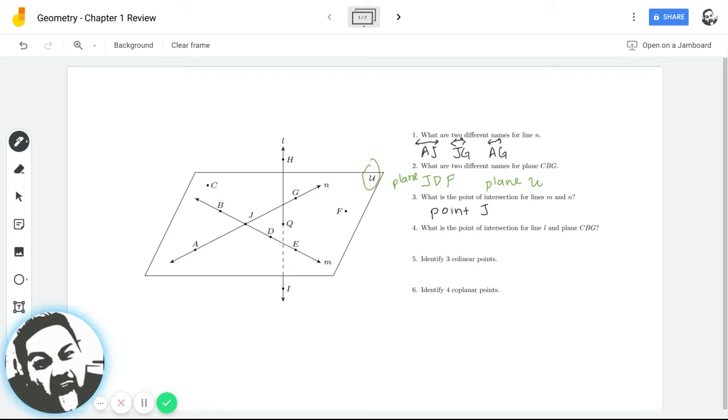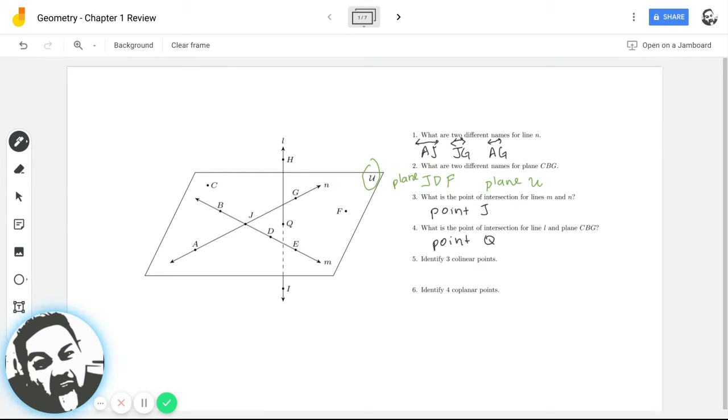Question 4, what is the point of intersection of line L and plane CBG? All right, so plane CBG is the flat surface. Line L is this guy right here, right? That's line L. And, ooh, you'll notice that the line is solid till there, and then it's dotted. That dotted line means it just passed through the plane, and it's disappeared, and then it reappears. We can now see it again. All right, so it looks like point Q. Point Q is going to be our answer for question number 4. Right, point Q is where the line intersects the plane. Let me get rid of that. I'll just write point Q.